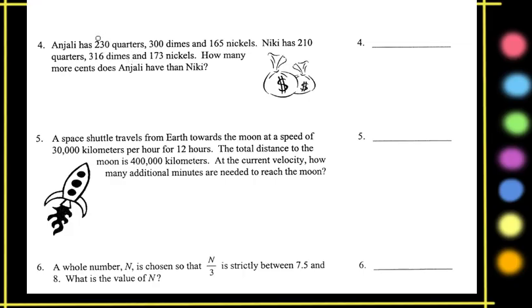So for example, if we just look at the quarters first, Anjali has more quarters, right? She has 20 more quarters. So let's give it a plus 20 quarters. We'll just do plus 20 times 25 cents, right? And then if you look at dimes, Anjali has 300 dimes compared to Nikki's 316. So she's down on dimes. So negative 16 times 10.